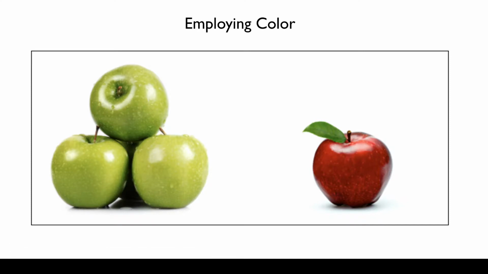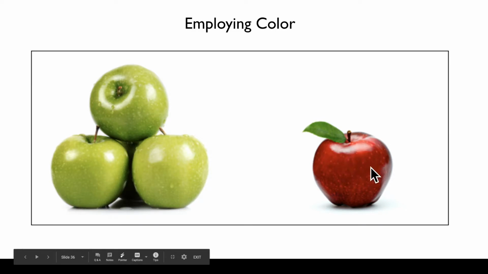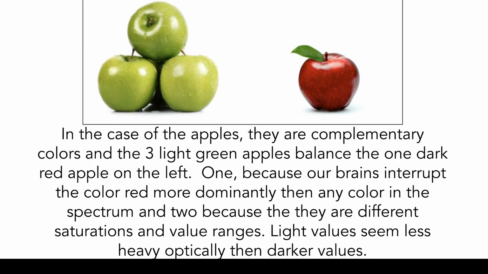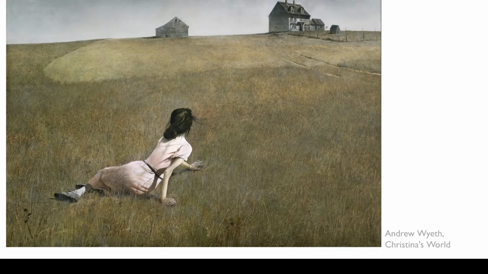So we have 3 apples on the left-hand side. They're lighter in value, and since they take up more space, they should be optically heavier. But since it's balanced out by a much darker value and a much more saturated red, plus it's a complement, it is balanced out by the weight of the red apple. So this is a good example of how color and also value can equalize a composition. I explained that here, so if you want to stop and read that, there you go.